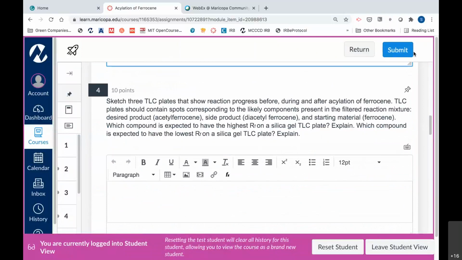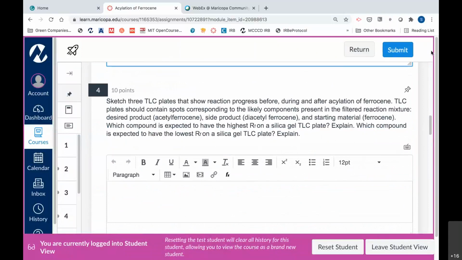So go ahead and read quite a few sentences here. We're going to sketch some TLC plates. We're going to do this before the reaction, during, and after the reaction. We did something like this last semester. And then we're going to have all these different things.